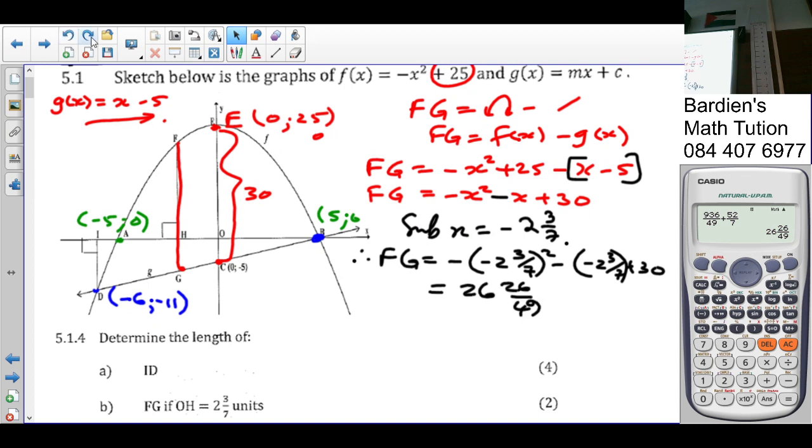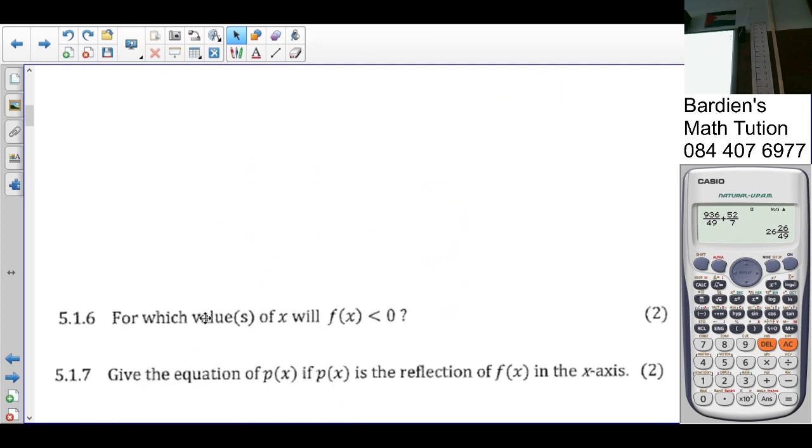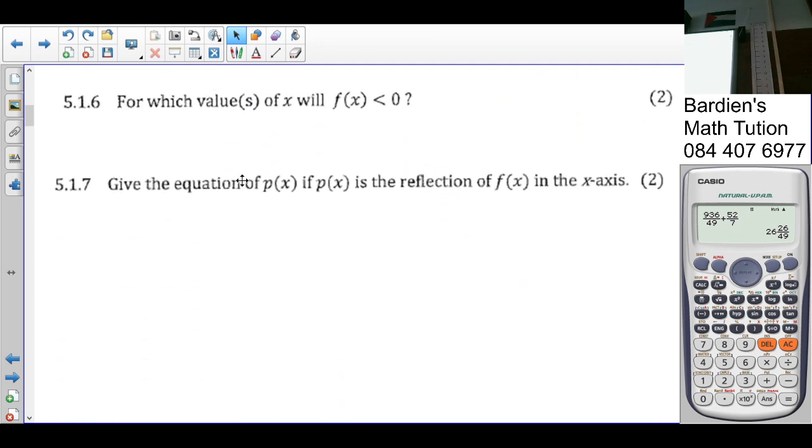Okay, any other questions? Alright, is there another question regarding this graph? Yes? It's a long question, huh?